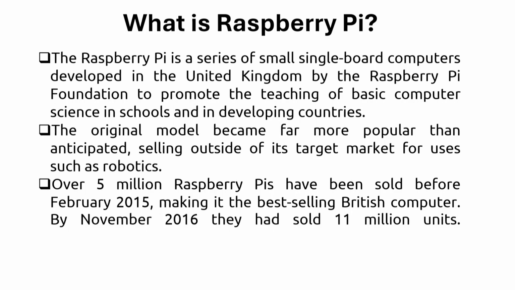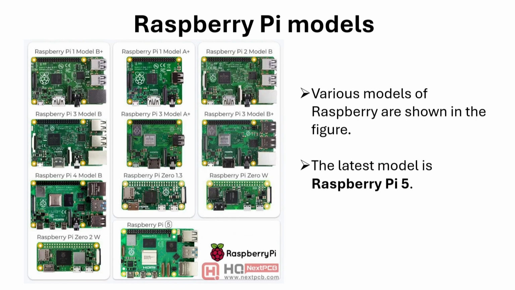So, what is Raspberry Pi? Raspberry Pi is a series of small single board computers developed in the UK by the Raspberry Pi Foundation to promote the teaching of basic computer science in schools. The original model became far more popular than anticipated, and today over 5 million Raspberry Pis have been sold. It is 2015 data in fact. So, you can think of how popular Raspberry Pi is. There are various different models of Raspberry Pi available today. This is just a glimpse of different types of Raspberry Pi, the latest being Raspberry Pi 5.